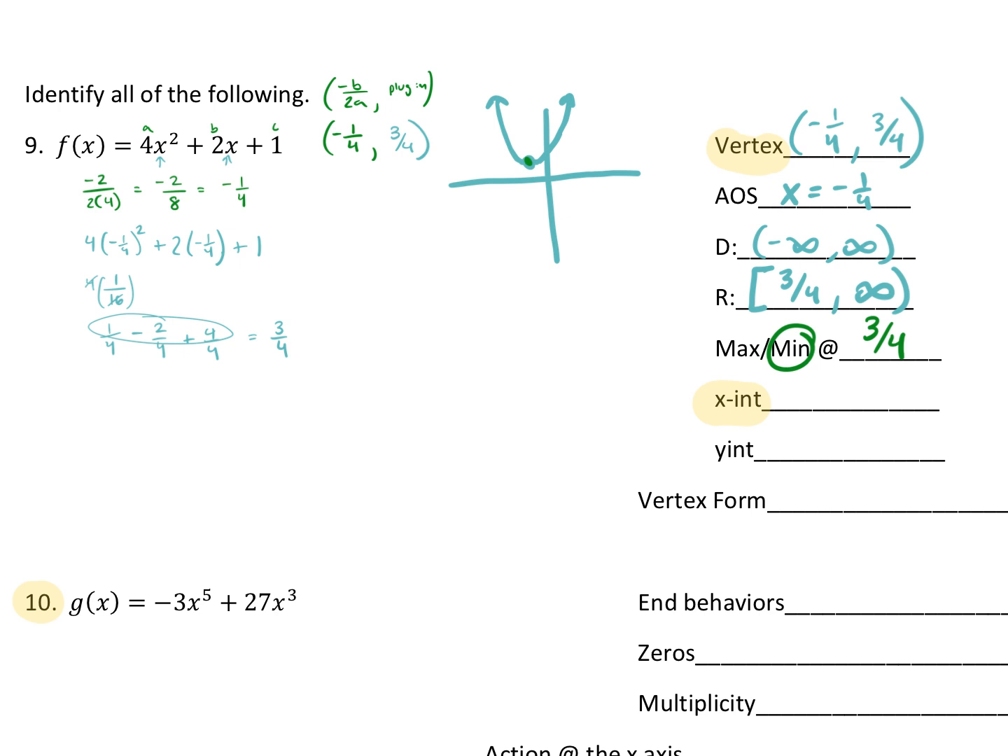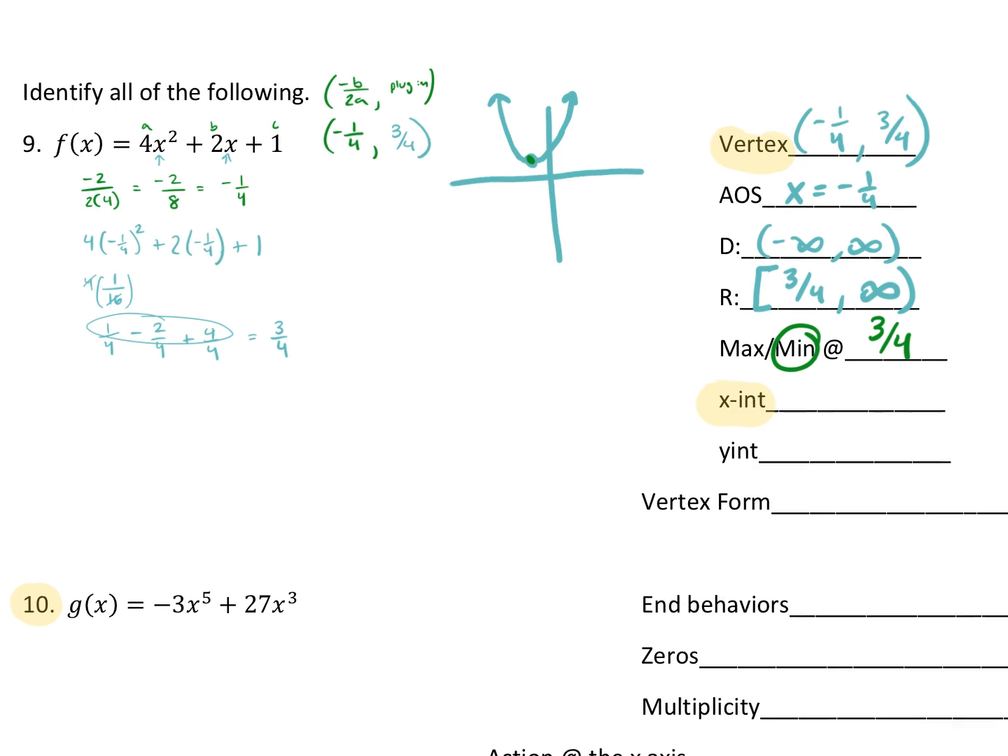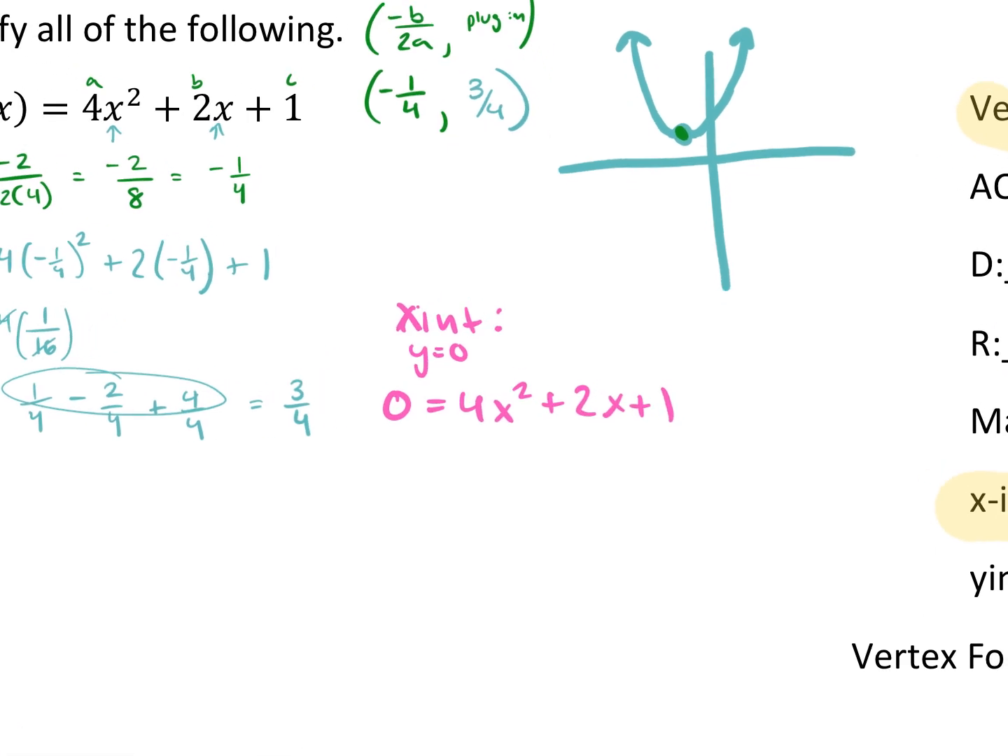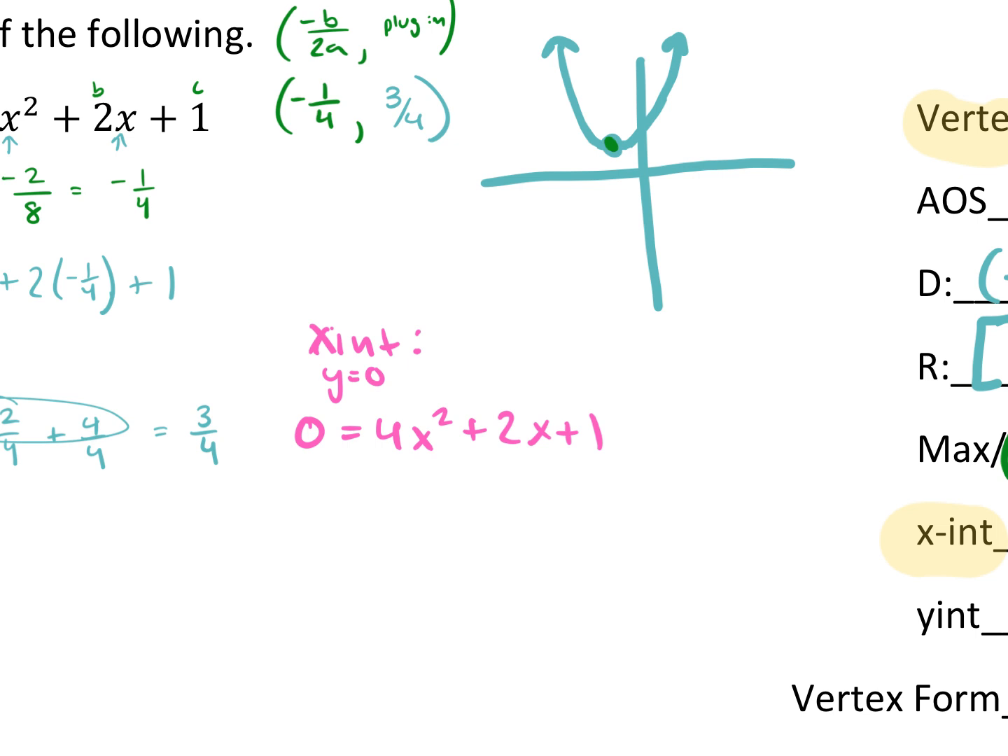Now let's find the x-intercept. What do we do to find the x-intercept? We make y 0, awesome. So the x-intercept, we plug in 0 for y. So we have 0 equals 4x squared plus 2x plus 1. What would we do next? Awesome. We would want to factor, so multiply the first times the last.